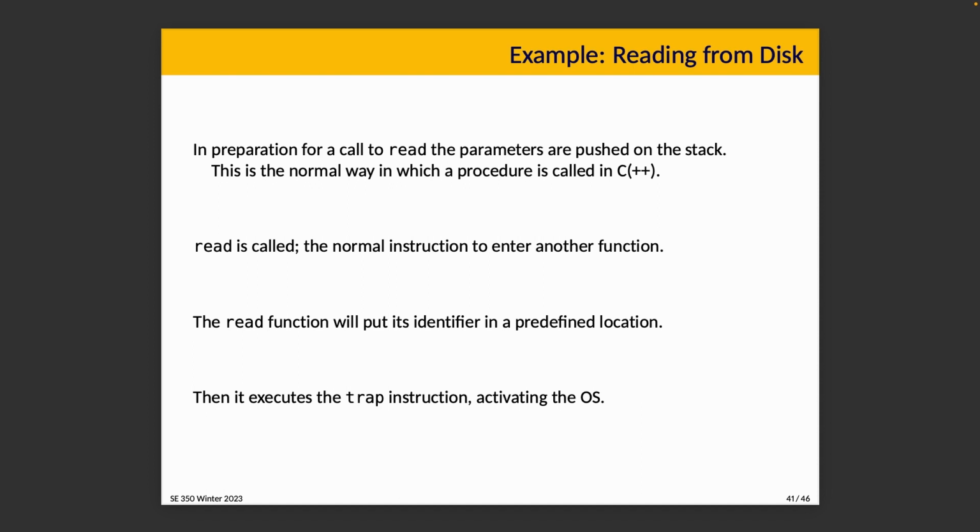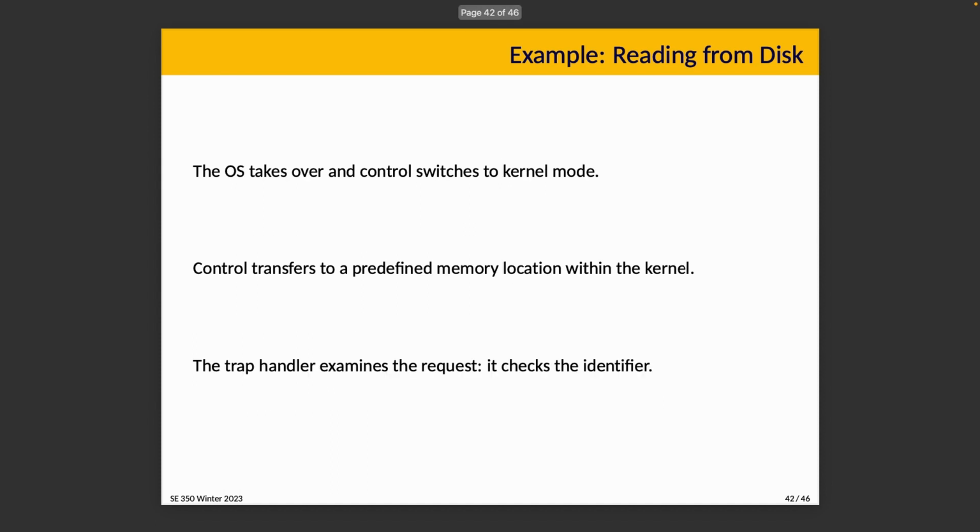The implementation of this function will put its identifier in a predefined location, and it executes a trap instruction which activates the operating system. When the trap occurs, the operating system takes over, control switches to kernel mode, and the trap handler inside the kernel runs, and it examines the request. It checks the identifier that was put in the register earlier, and based on that, it knows which system call should be executed. This one we've said is a read.